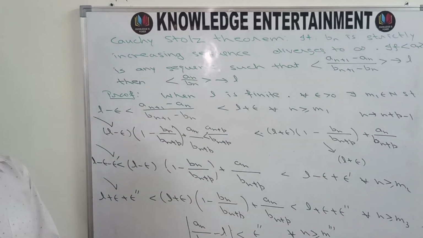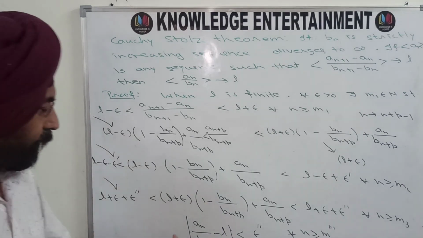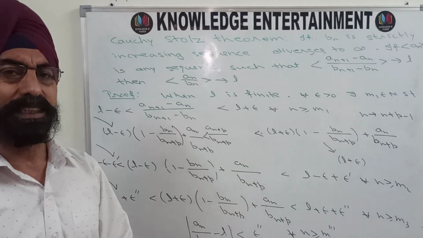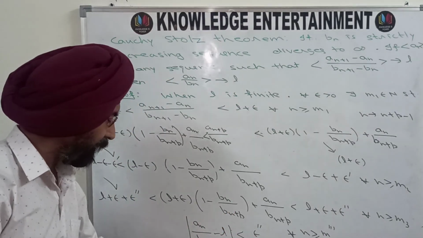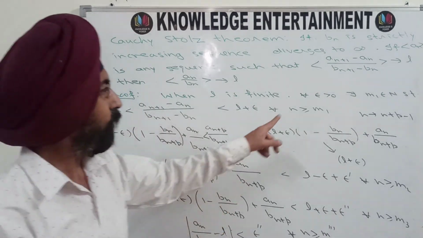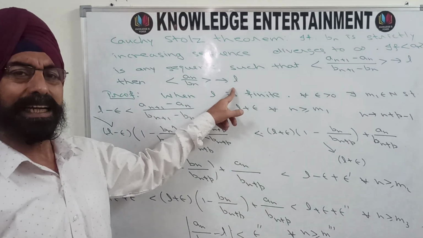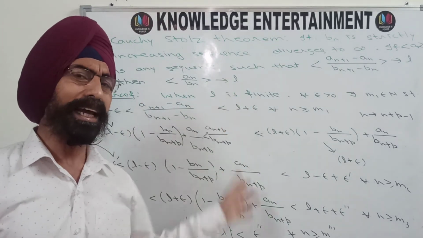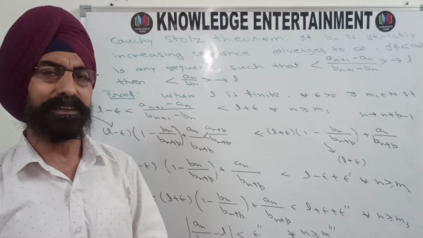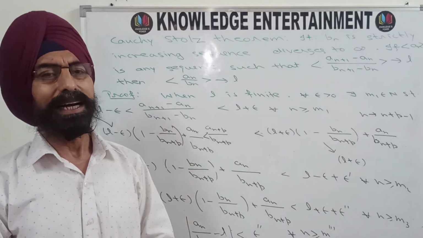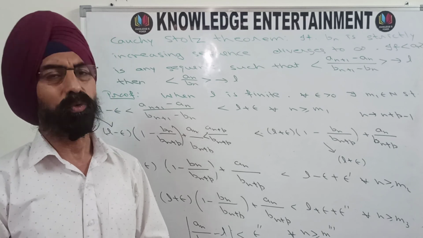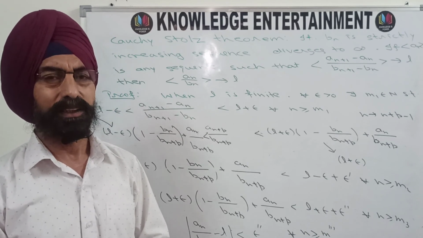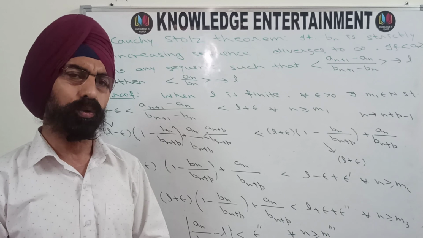And look at the beauty of mathematics now. This is the definition of convergence now. And from here what you get, that the sequence an upon bn converges to l. What we wanted to show, that an upon bn converges to l. So here I have proved the part where l is finite. So I think you will be able to solve the other part when l is infinite. So try yourself and you will be able to do that.